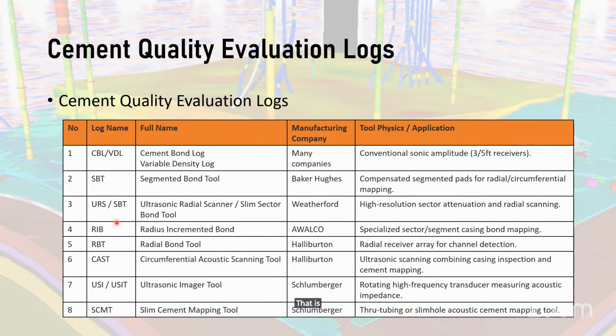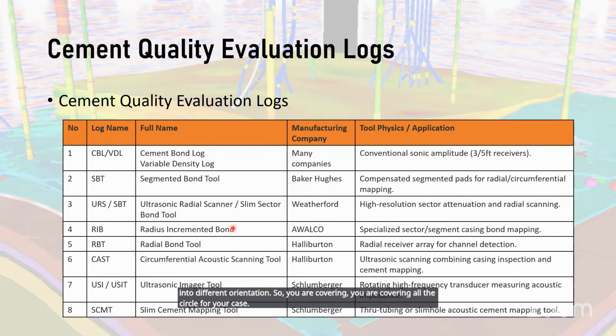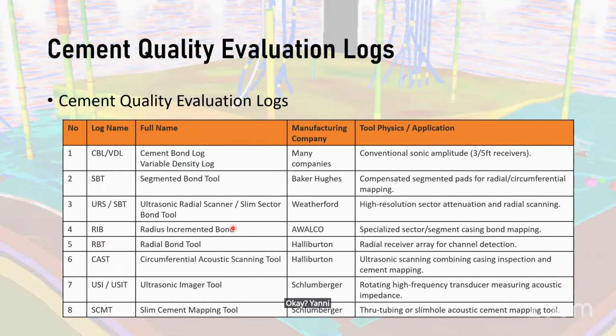That is why you can go for the higher level like the SPT or the RPT, the segmented or the radius incremented bond. That is why you have different sensors in different orientations, so you are covering the whole circle for your case. It will help us more because it has more representation for the cement, because it can give you a cement map that will be easier for you to interpret the cement quality.